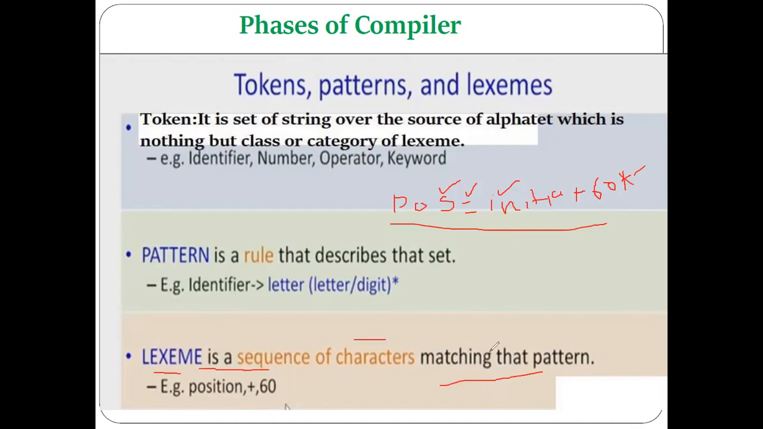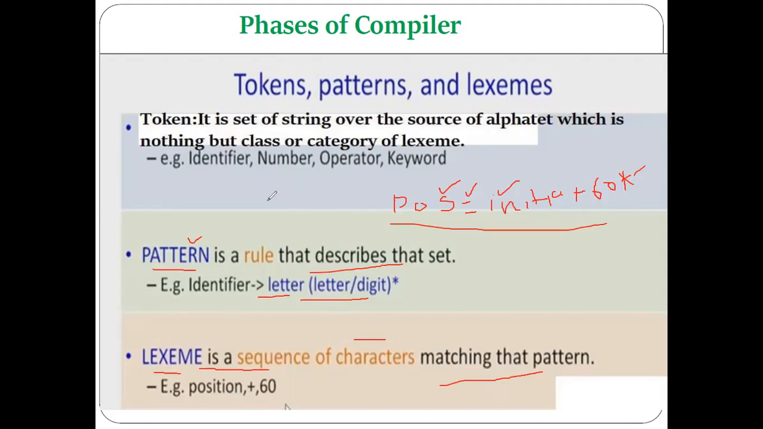Now, what is meant by the pattern? Pattern is nothing but the rule that describes a set or some sequence of characters. Now, the pattern or rule for the variable or the identifier in our C language is nothing but what? Your variable or identifier must start with a letter, and afterwards it can be followed by a letter or digit. So this is the pattern or the rule for describing the variable or the identifier.